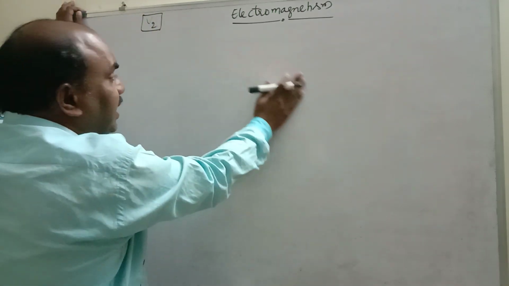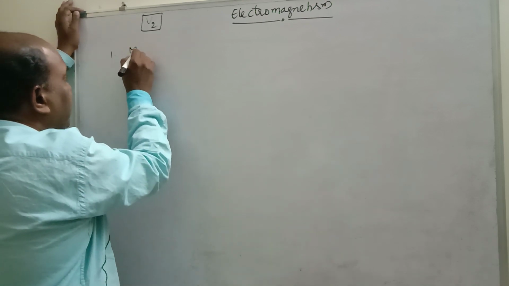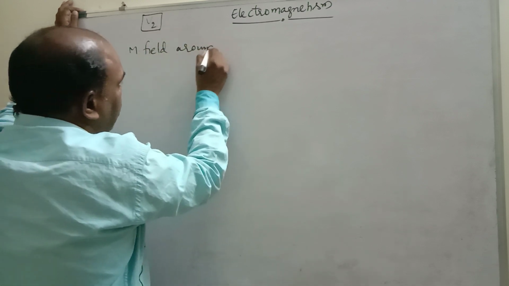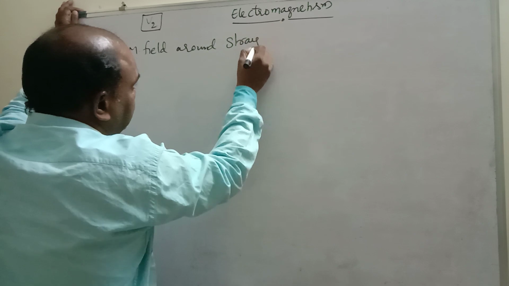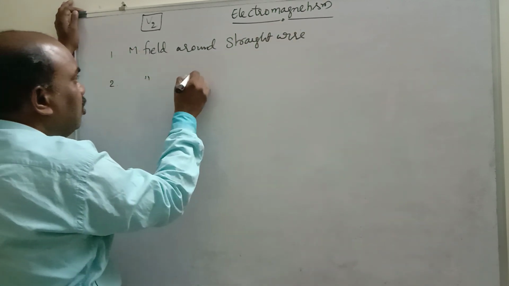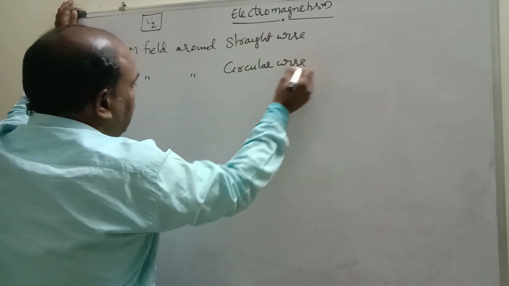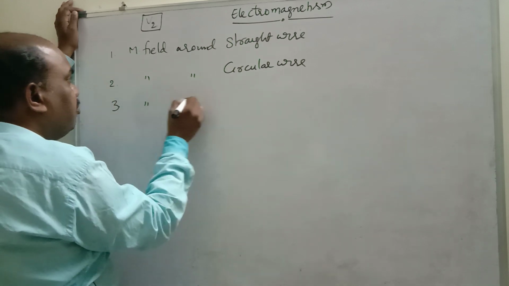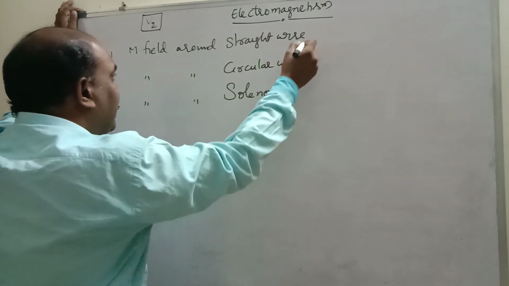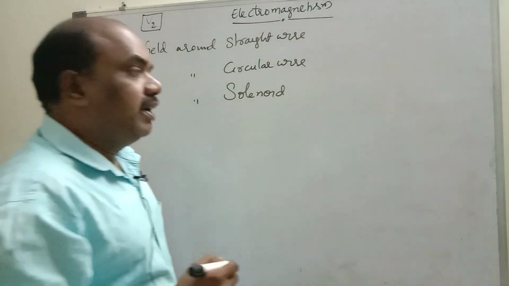See electromagnetism. First we will see magnetic field around a straight wire. Then after, we will see magnetic field around a circular wire. Then after, we will see magnetic field around a solenoid. These three activities we will see in this session. First we will see magnetic field around a straight wire.